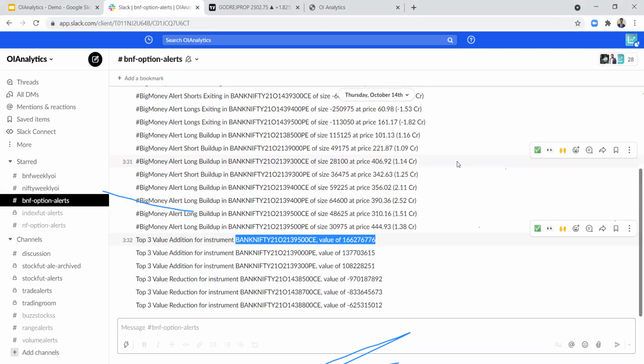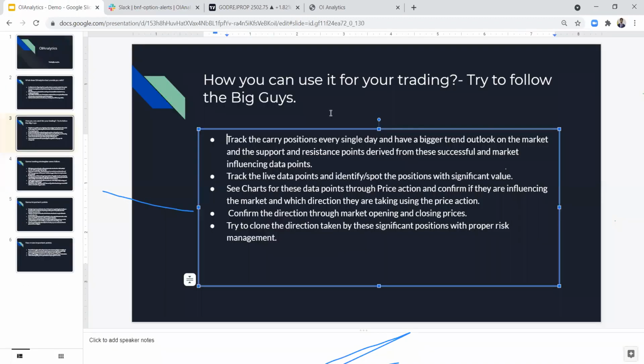So if tomorrow market opens positive, that means this long position is having an influence in the market, and that is a positive trend which has got built up, right? And 39,000 put also and 39,300 put also got addition. So if these positions are still below the entry prices of Thursday, that means the market will stay ahead in the upper direction, right? So that is how I'm saying you should track the carry positions every single day, and the bigger trend outlook you should be sure based on how the positions are getting success or failure, right?